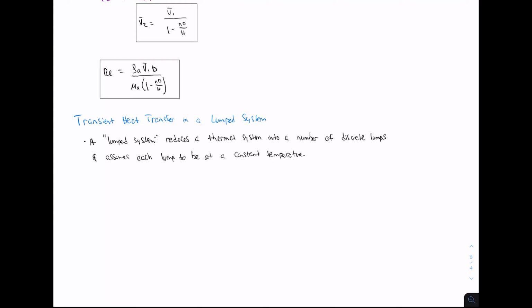Okay, so basically a lumped system is going to reduce a thermal system into a number of discrete lumps, and all of these lumps are going to be held at a constant temperature. So this is going to be useful for us because it's going to allow us to have an algebraic equation to solve for instead of a differential equation that we have to solve for.